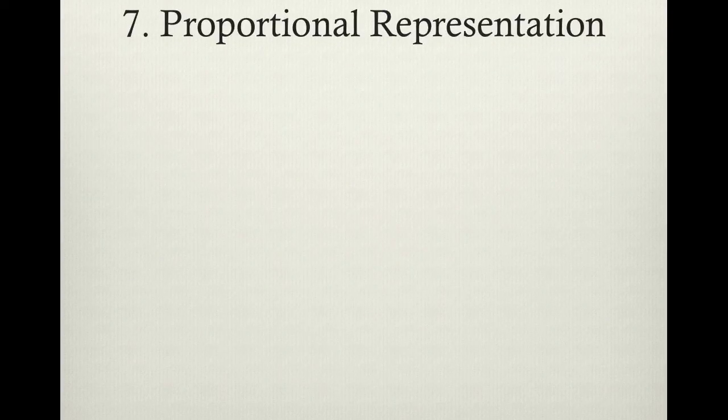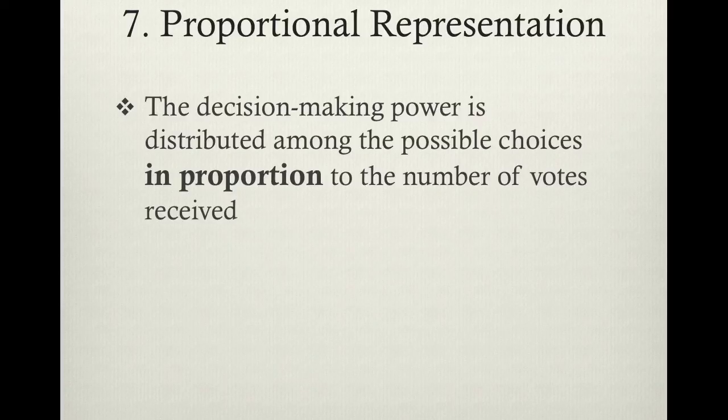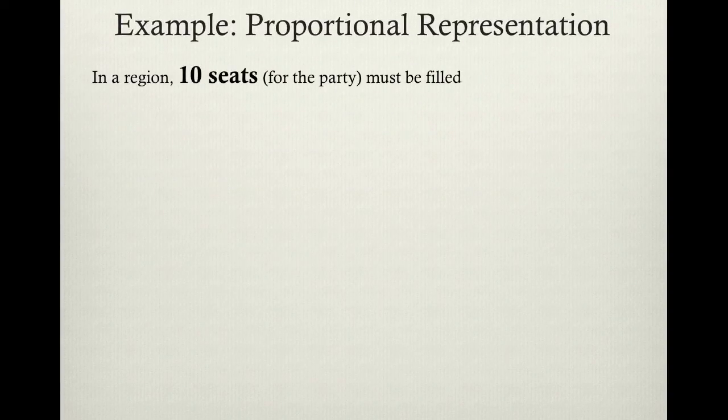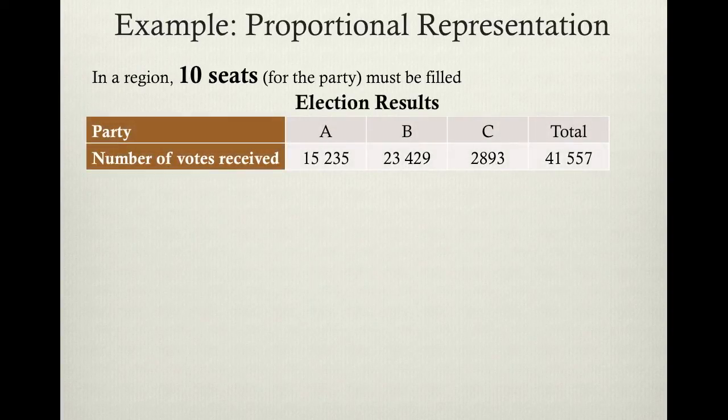Our last method is called proportional representation. The definition is the decision-making power is distributed among the possible choices in proportion to the number of votes received. So proportion is your key word. So in a region, say 10 seats for the party must be filled. Here are the election results.